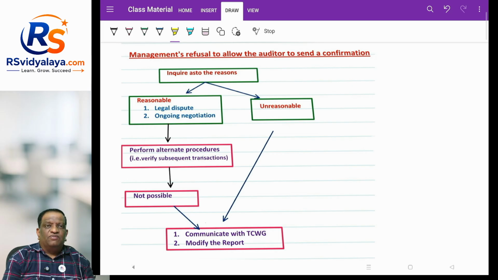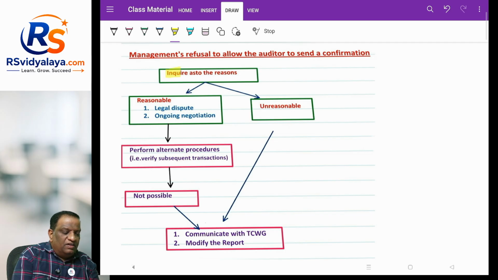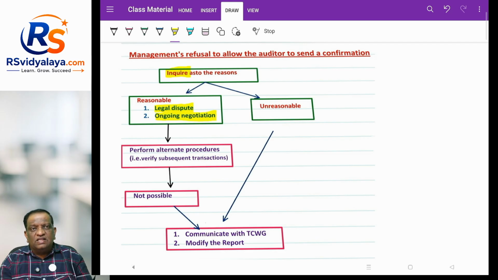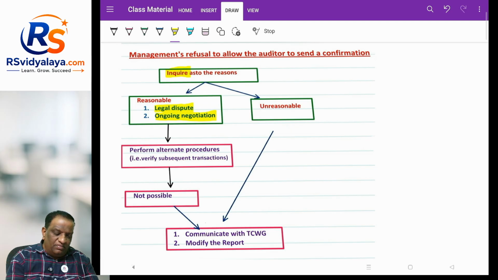If the management is refusing, the auditor will inquire for the reasons. That is, why? Why the management? What could be the probable reasons? One, there may be a legal dispute, and second, an ongoing negotiation. If these are the scenarios, obviously the client will not permit it. But whatever the problem, as an auditor, at least there is no fraud risk.